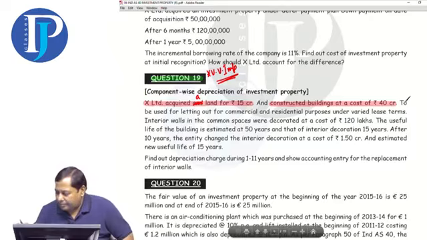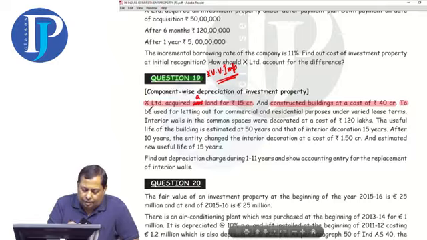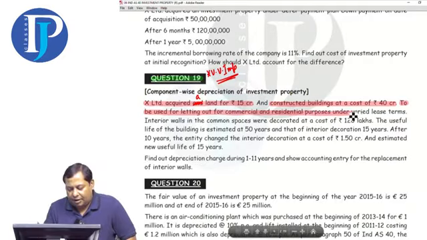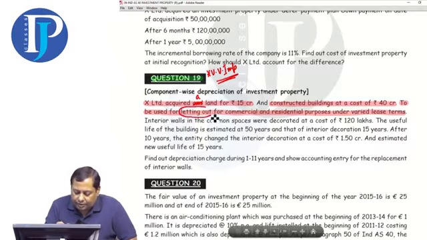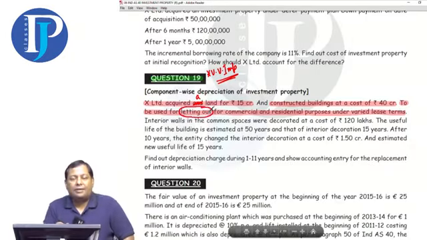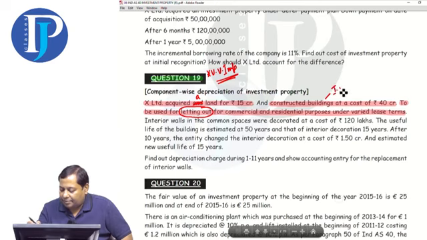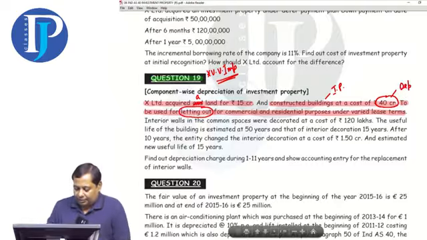It's of 40 crore to be used for letting out for commercial and residential purposes. Under the varied lease terms, what is written there? Letting out. As we talk about letting out, he's talking about the rent of an investment property. So this building is an investment property and it is of 40 crores. So we need to apply depreciation on this. Okay, now I will move on.